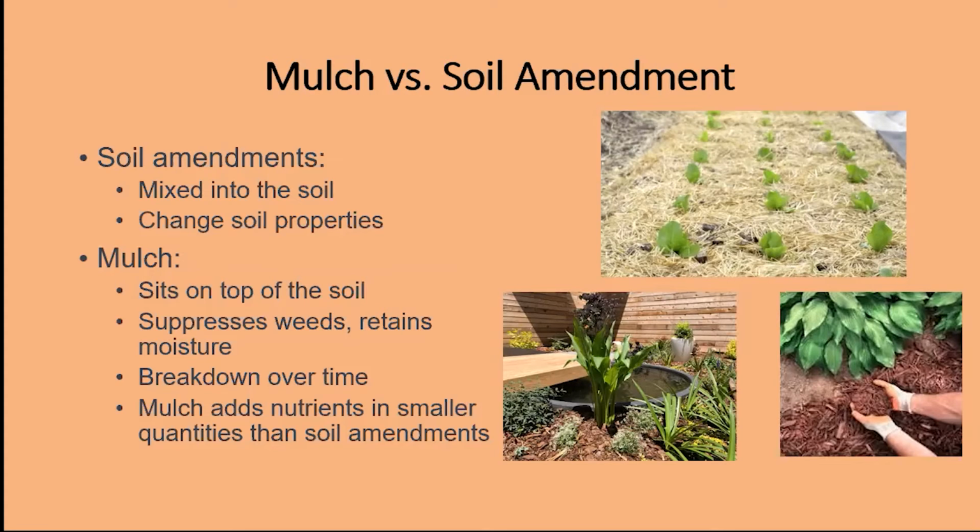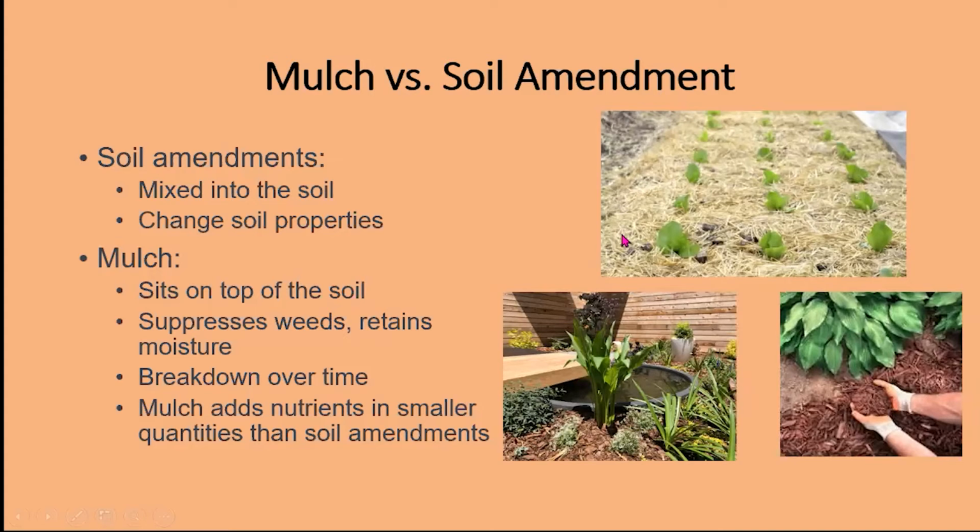Now let's talk just a minute about the difference between mulch and soil amendments. Soil amendments are to be mixed into the soil with the function and the purpose of changing the soil properties. Mulch, on the other hand, is put on top of the soil, and the goal is that we're going to be able to suppress weeds from coming up through it and retain moisture.